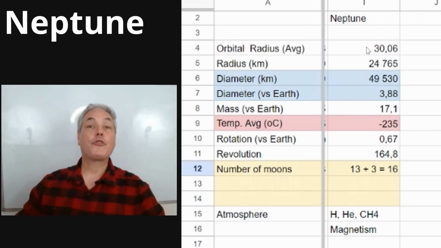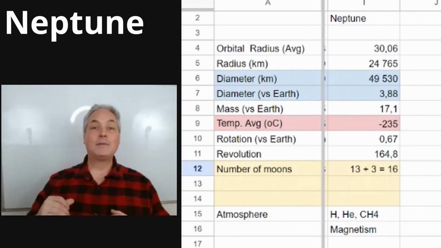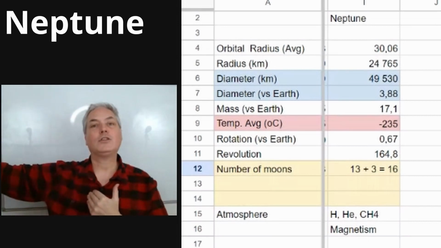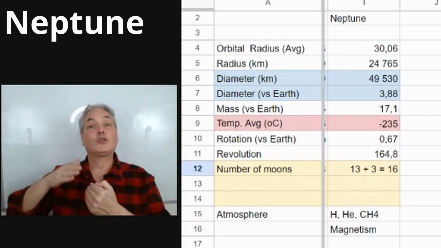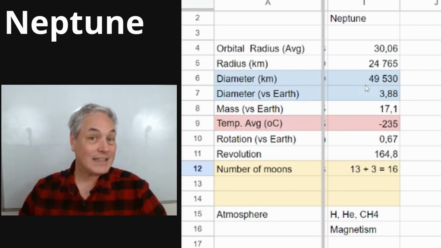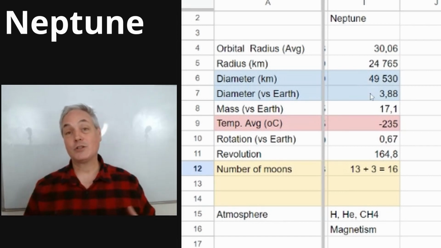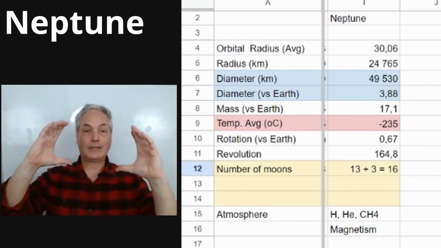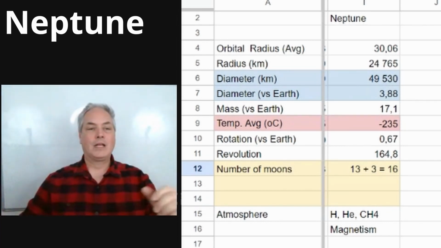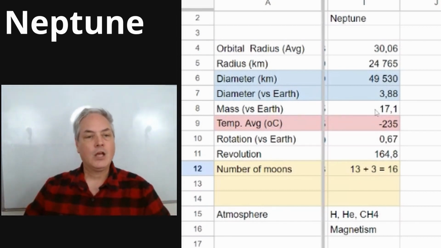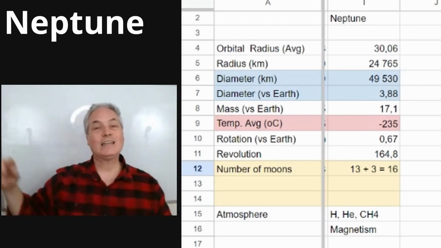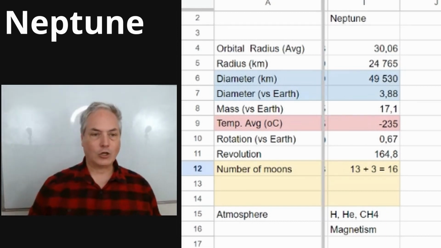Neptune is at 30 astronomical units. So that means that the distance between the Sun and Neptune is 30 times the distance from the Sun to our Earth, furthest planet. We have a diameter of about 50,000 kilometers, so it's almost 4 times the diameter of Earth. So if you were to take Neptune here, you could put 4 little Earths across its diameter. So a huge planet. We have an average temperature of negative 235, so this is the furthest planet in our solar system. It's cold all the time.